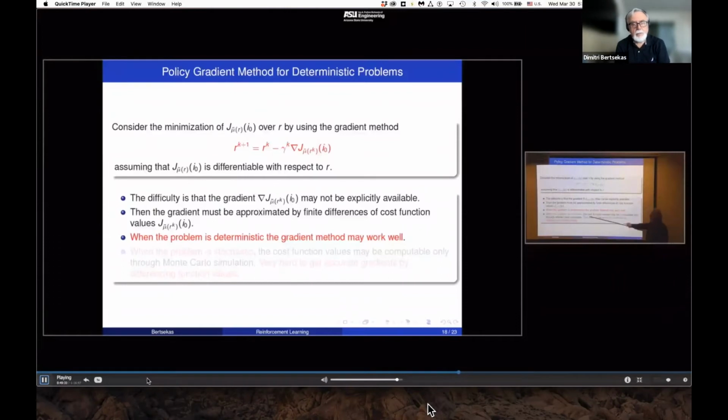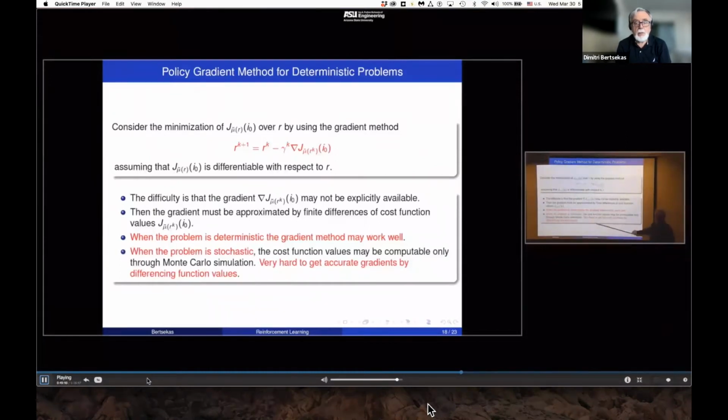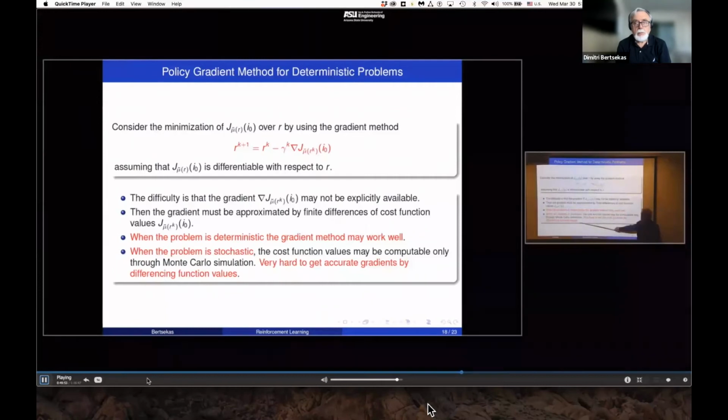On the other hand, when the problem is stochastic, the cost function values that you need to difference must be computed through Monte Carlo simulation. And then Monte Carlo noise comes into play, and you need a gigantic number of samples to get accurate enough gradients that are usable in this algorithm. So that's the main problem with stochastic dynamic programming and gradient optimization.